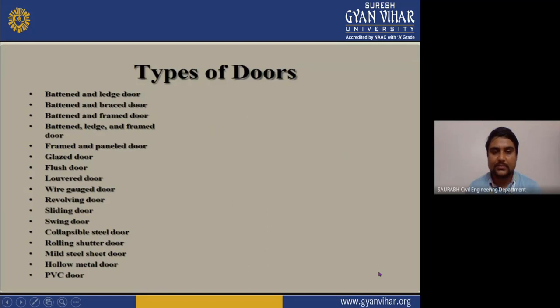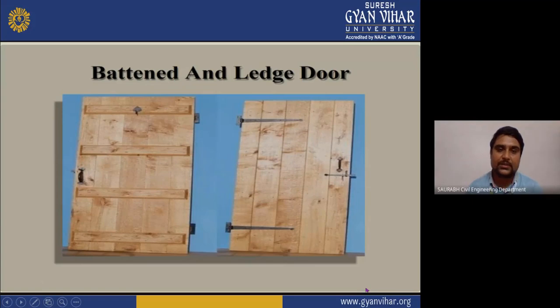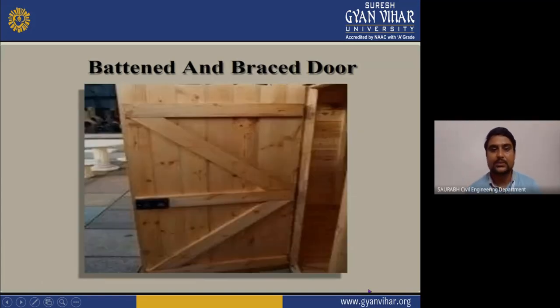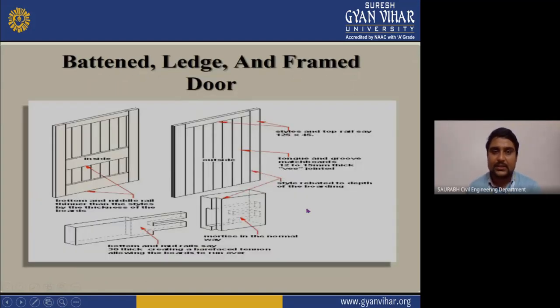So these are some doors, and we will cover some of them here. First one is the battened and ledged door. This is a temporary type of door, generally provided in storerooms and other places, and for temporary construction. And there are also some parts of the battened, ledged and framed door. You can see here the parts of this door.